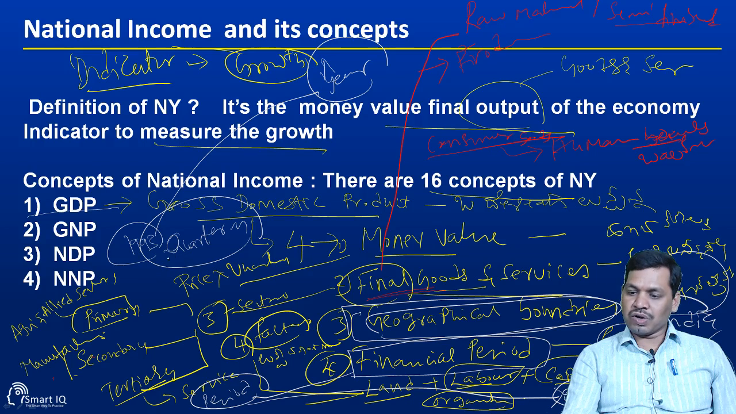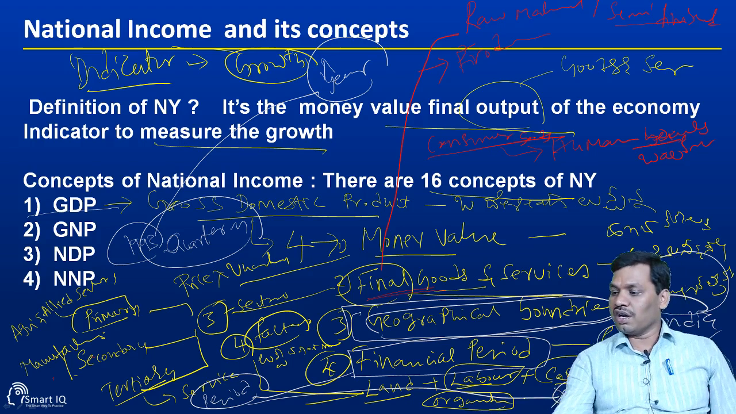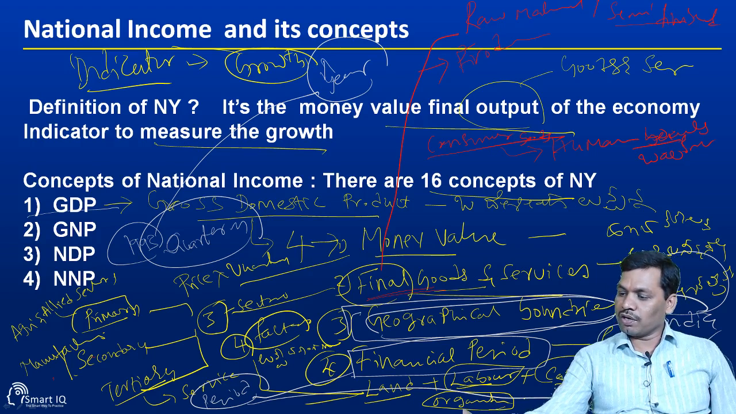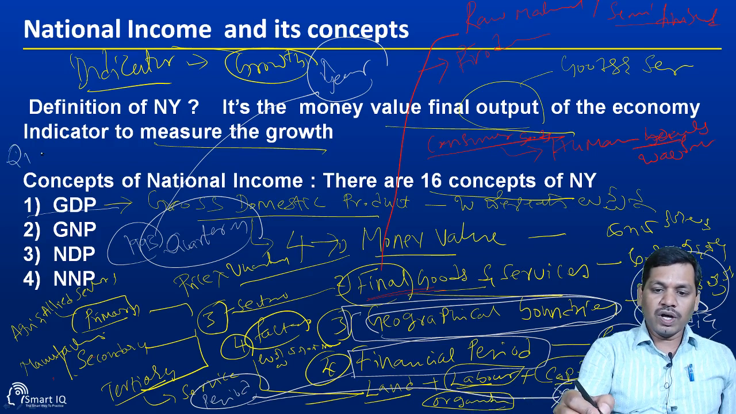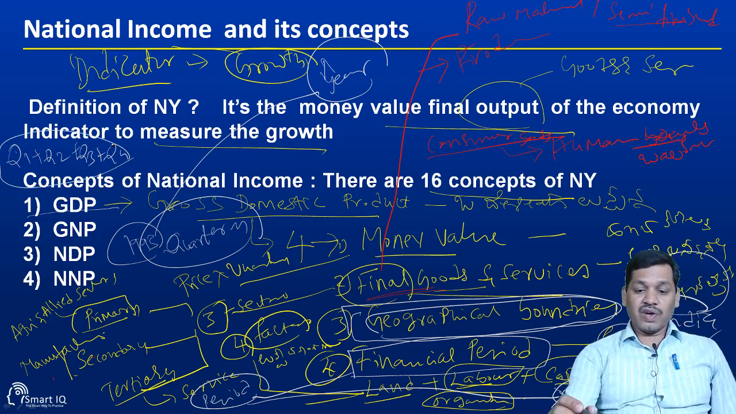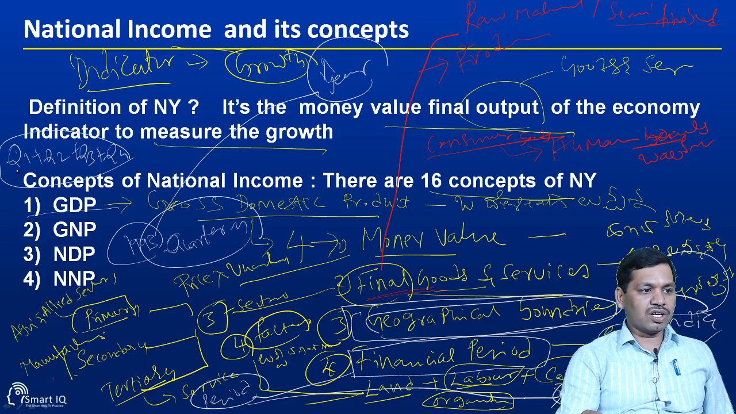Even India also has a quarterly GDP, but dear students, you should remember that 1 year is bifurcated into four groups: Q1, Q2, Q3 and Q4. The first quarter, Quarter 1, the second quarter, Quarter 2, the third quarter and the fourth quarter.